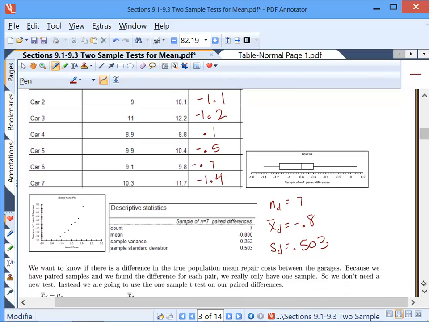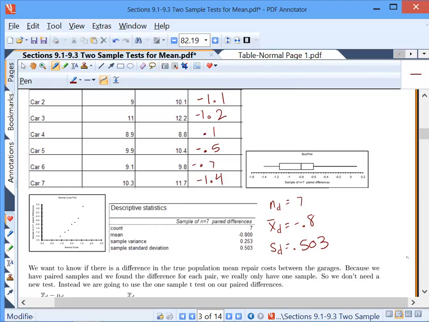So what happens here is we wanted to know if garage 1 charges less than garage 2. Okay, so we want to know if there's a difference in the true population means. We looked at our paired samples and found the difference for each pair. So at this moment we really only have 1 sample, and we don't actually need a new test because you already know how to do a test for 1 sample.